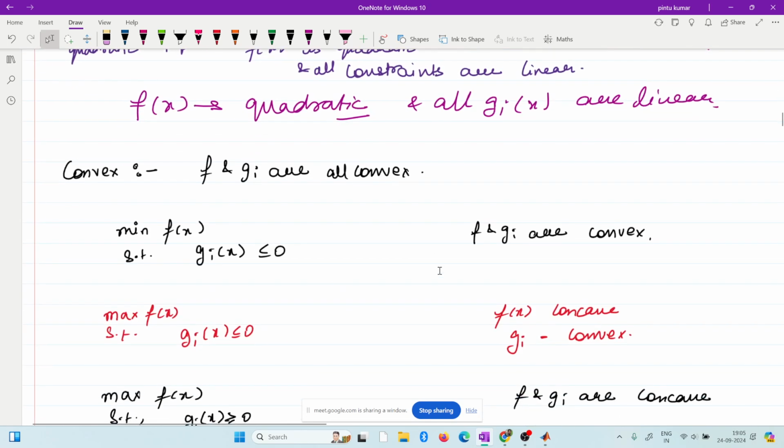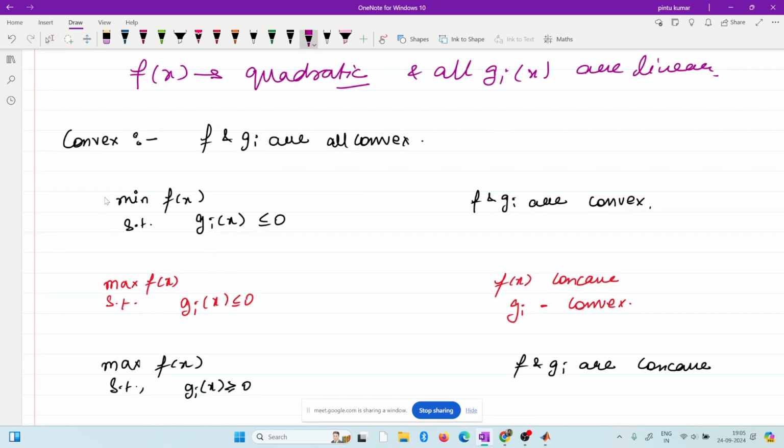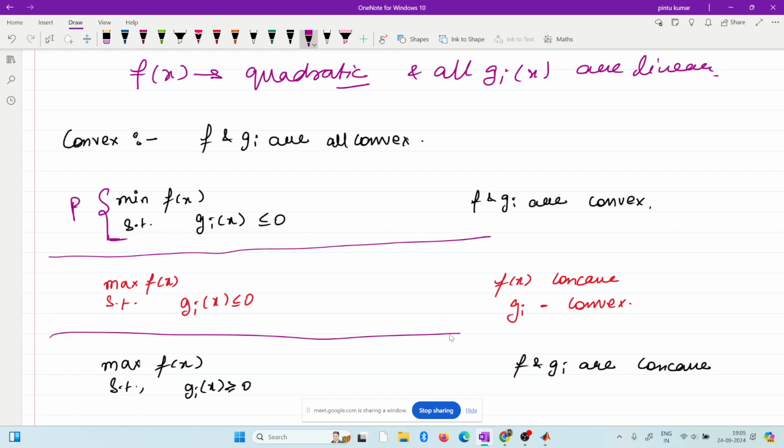Okay, so the next thing that we again discussed last time is when do we call an optimization problem a convex optimization problem. So again, let's say your problem P is given by this. If your programming problem is something like minimize f of x subject to gi of x less than or equal to 0, and all your f and gi's are convex, then you call this programming problem a convex programming problem.